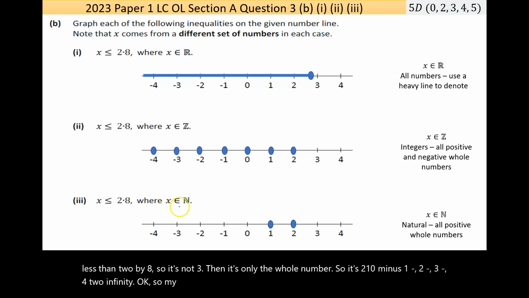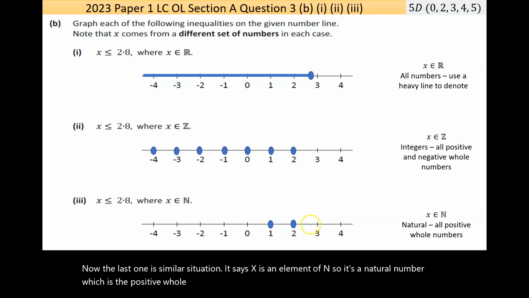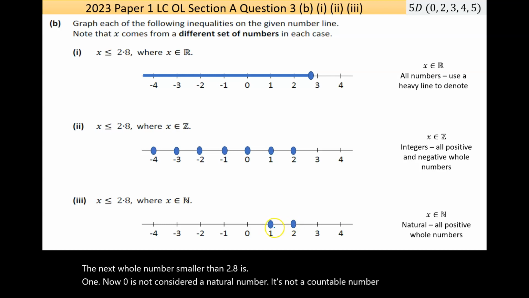Now the last one is a similar situation. It says x is an element of N, so it's a natural number, which is the positive whole numbers. So again, it can't be 2.8 because it has to be a whole number. The next whole number smaller than 2.8 is 2, 1. Now, 0 is not considered a natural number. It's not a countable number. And the negative numbers are not natural.